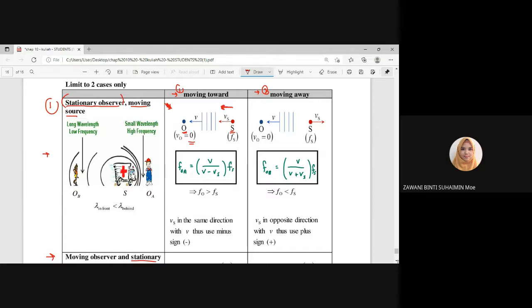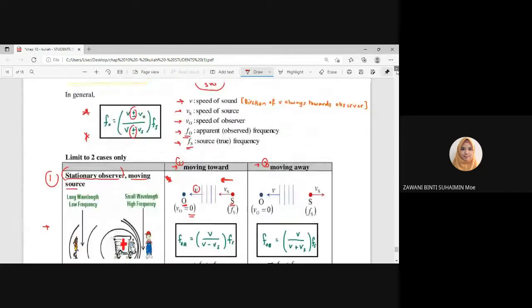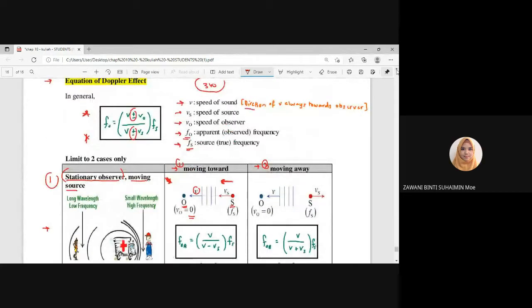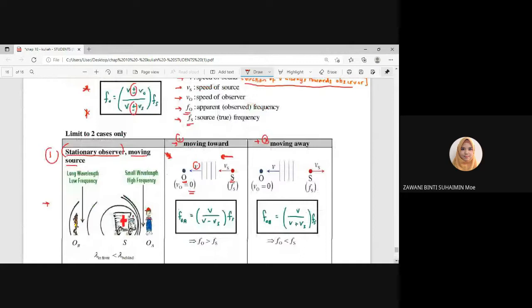Lepas tu direction of V ni, kita kena tentukan juga. Tapi saya nak awak tahu direction of V adalah sentiasa pergi dekat observer. Sebab tu saya dah tulis kat sini, direction of V is always towards the observer. Sebab apa? Sebab kalau tak, bunyi tu tidak menghampiri observer, maksudnya tidak pergi ke arah observer, tak akan dengar bunyi tu. So maksudnya in all cases, direction of V ni sentiasa pergi ke arah observer. Dia tak akan moving away from observer. Kalau moving away, observer tu memang tak akan dengar bunyi tu, sebab frequency of the wave tu tak sampai ke telinganya.